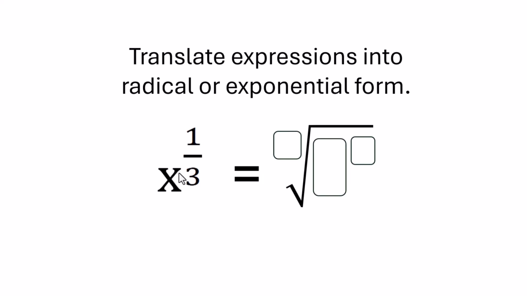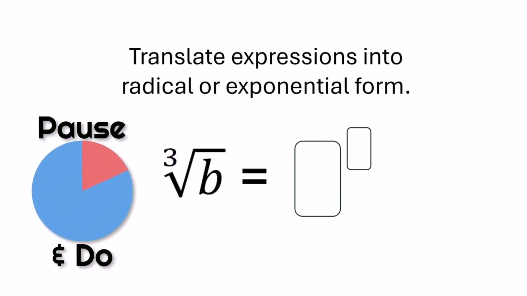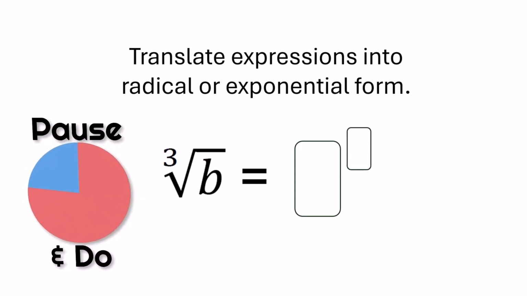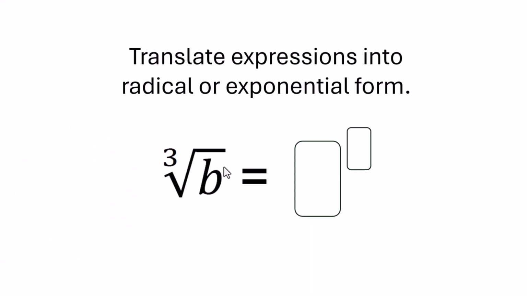You're going to see these 1/3 exponents quite a bit too. The base is x, the numerator is 1, it goes on the inside, and the outside is the 3. So it's a cube root of x. You do not have to write the 1. It's not wrong if you do, though. If you do not see an exponent, it's a 1. So this is b to the 1/3.